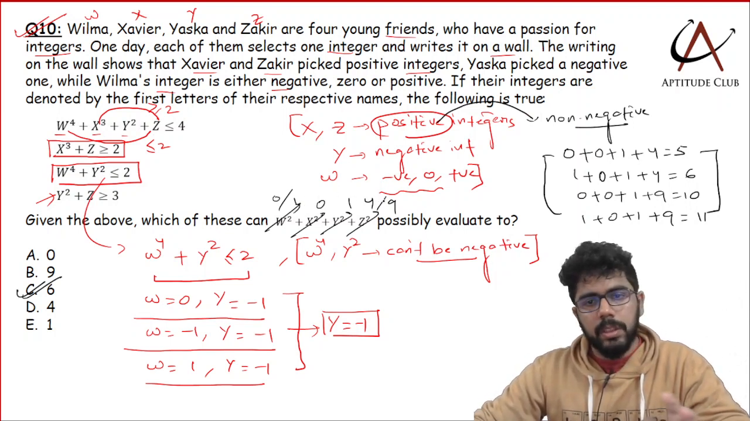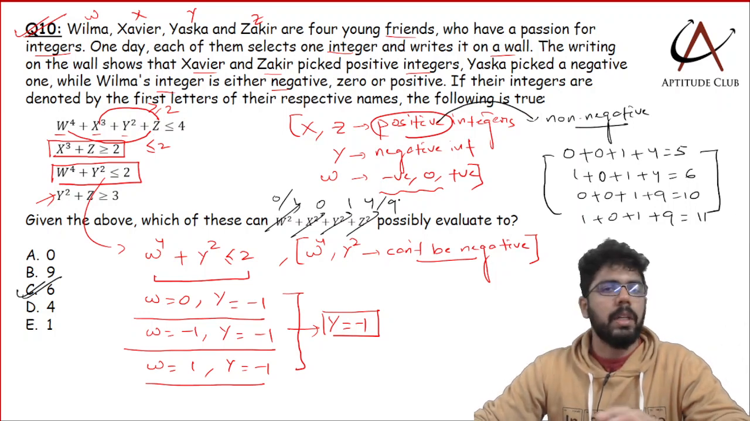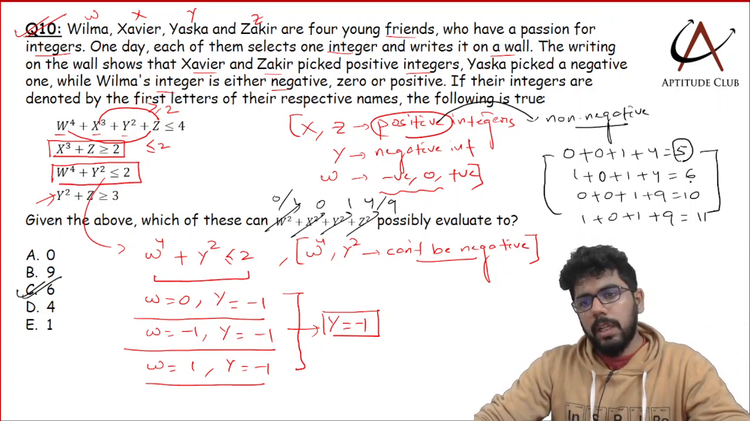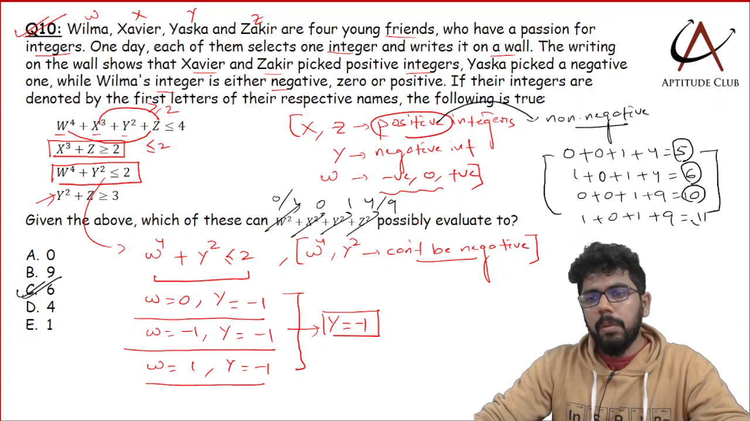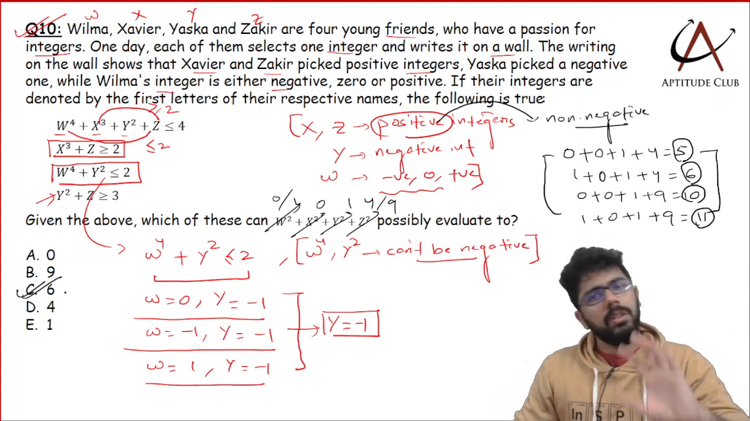सिमिलरली W स्क्वायर 0, Z स्क्वायर 9, W स्क्वायर 1, Z स्क्वायर 9. तो 4 केसेस. So I got 4. These are my 4 possible results. But only 6 is given in the mention like option. So we'll go with 6.